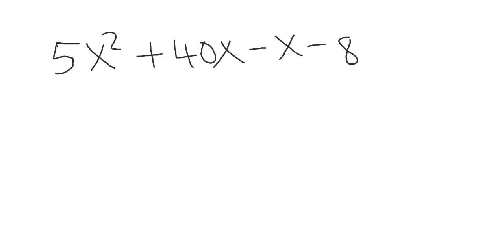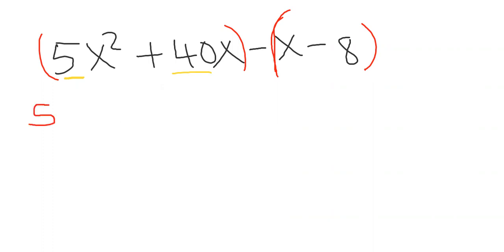We are going to take the first two terms, put them inside the brackets, and then we are going to do the same for the next two terms. We're also going to put them inside the brackets. Then we're going to factorize the brackets separately. So factorizing the first bracket, we first look at the highest common factor of 5 and 40, and that is 5.